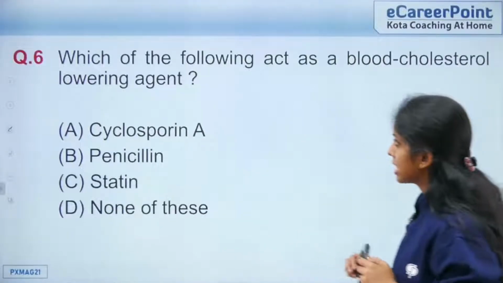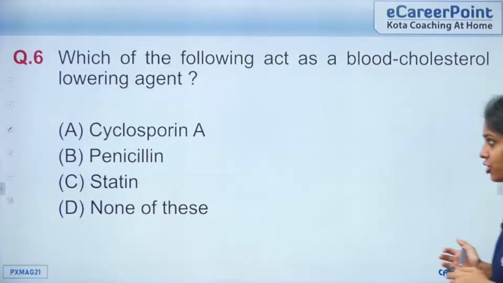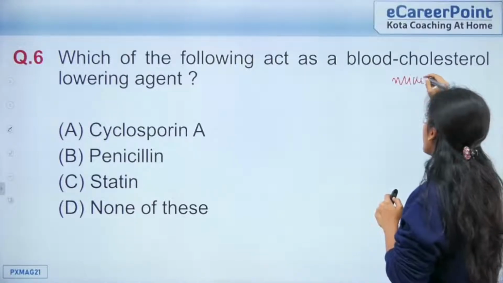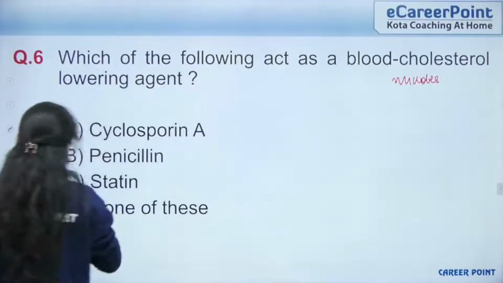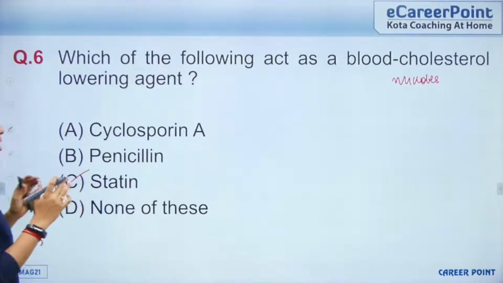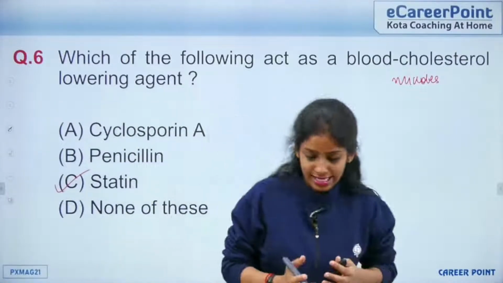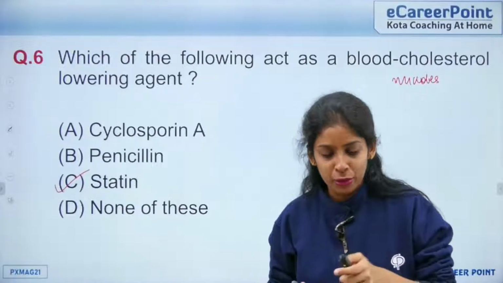Okay, so this comes from the chapter again, Human Health and Disease. Question 6: which of the following acts as a blood cholesterol lowering agent? This comes under the topic microbes in human welfare, the last chapter of unit 3. So this is statins. The statins act as blood cholesterol lowering agent, inhibiting the cholesterol synthesizing enzyme, right? This statin is produced by Monascus purpureus.